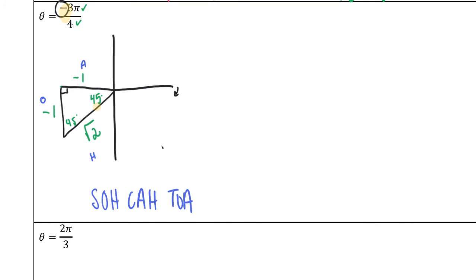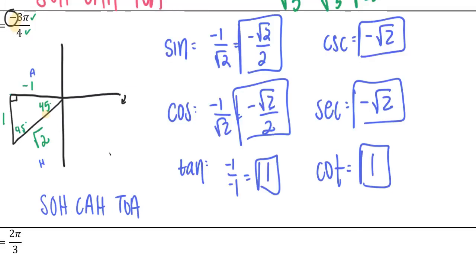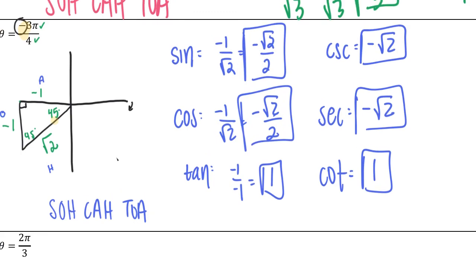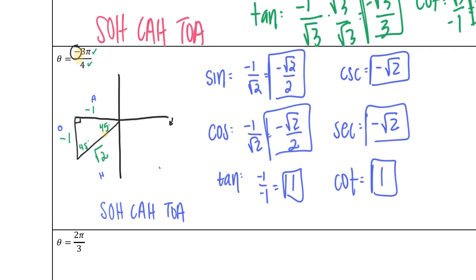I'd like you to pause the screen and try to find your sine, cosine, tangent, and all the reciprocal friends. Check your work above. Keep in mind that when you're not in the first quadrant, you're going to have some trig functions that are negative.